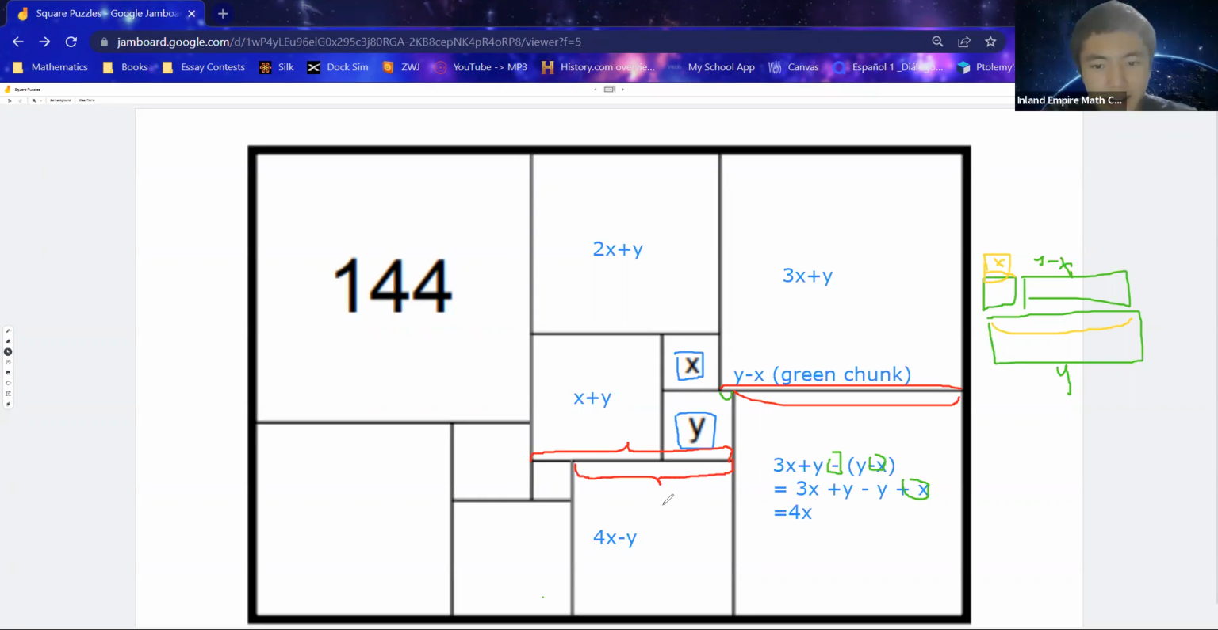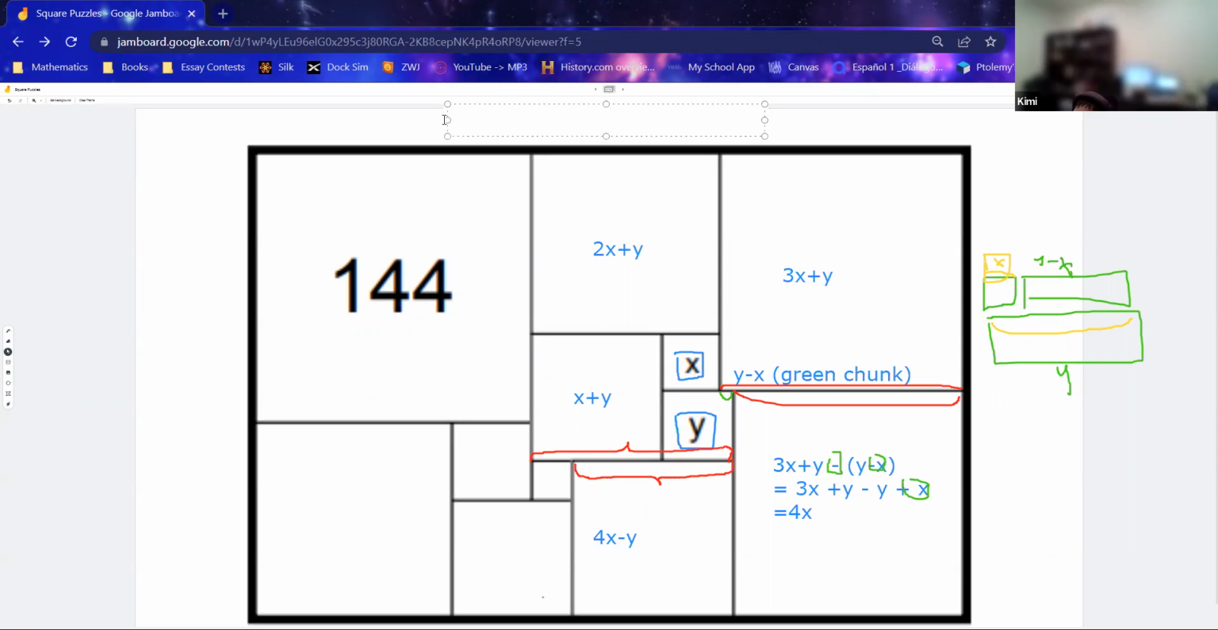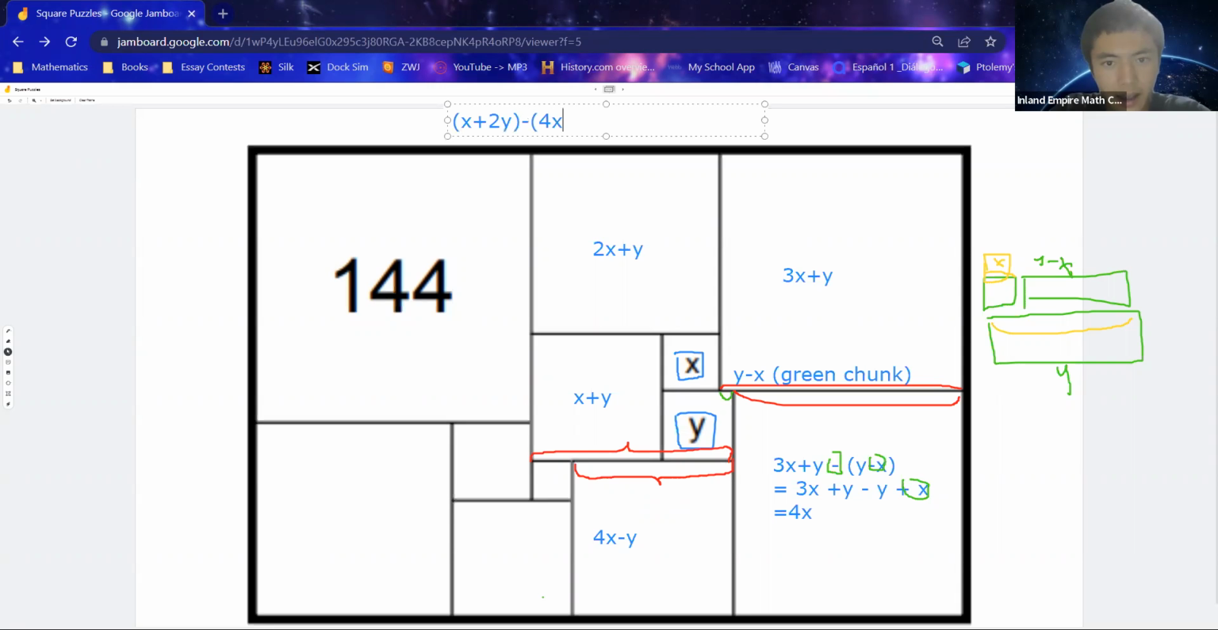I think you're on the right track, Kimmy. Well, do we know this side length right here, the one that I drew a question mark for? No, but now we know it because it's x plus y plus y. Right. So it's just x plus 2y. X plus y plus x plus 2y minus 4x minus y. Right. Okay.